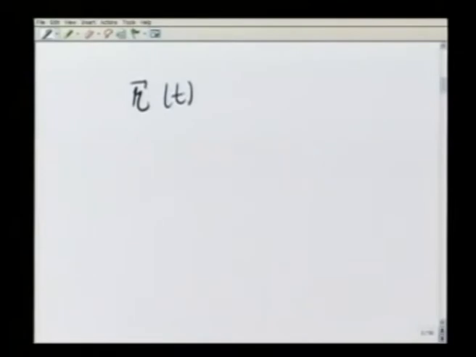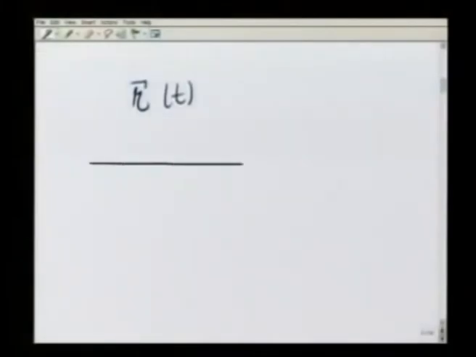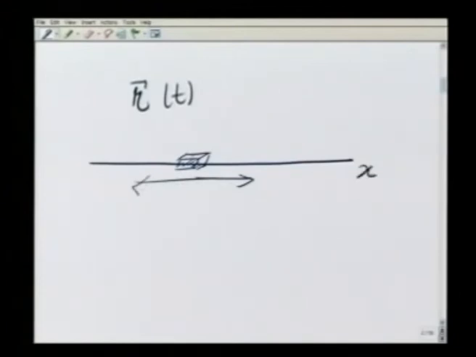On the other hand, if I restrict its motion, and I'll talk in a minute about what I mean by restricting its motion, the motion can be quite different. For example, I could take a bead moving on a straight wire. The bead can move only along this wire, and let us say this wire is in the x direction. Then no matter what force I apply on this bead, the bead is going to move only along the x direction. Therefore, its motion is restricted.